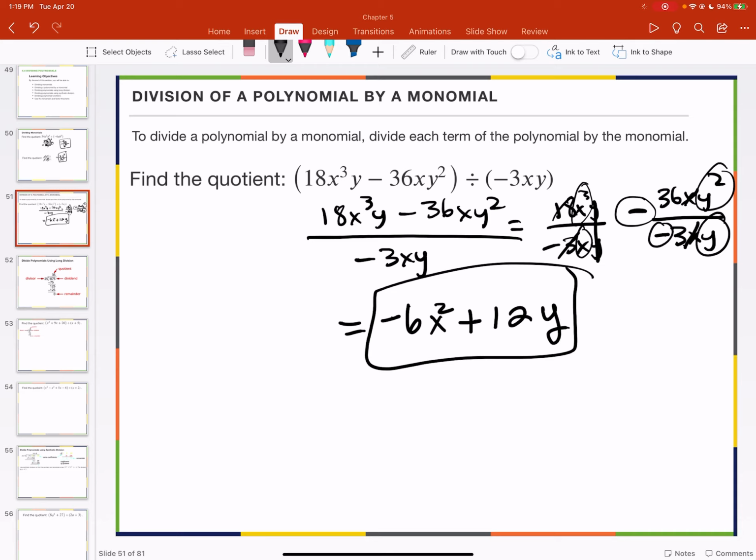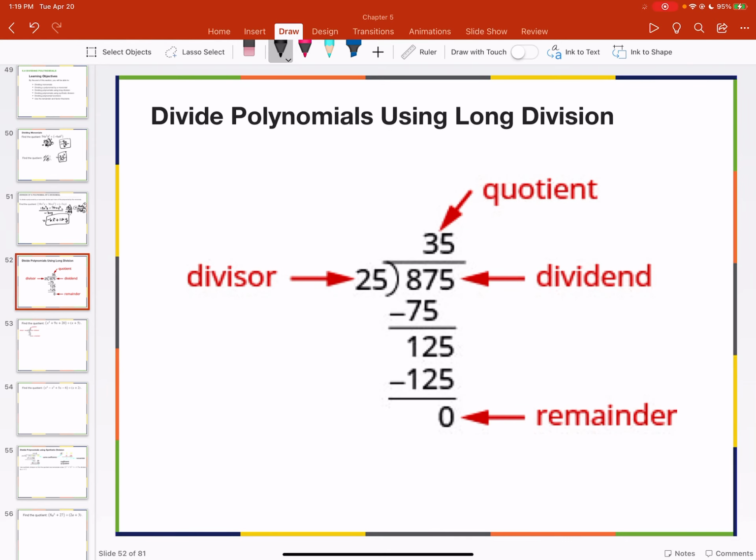Okay? So next we're going to introduce dividing polynomials using long division. And I know everybody's excited because everybody loves long division. So let's first go over the steps of dividing by long division.